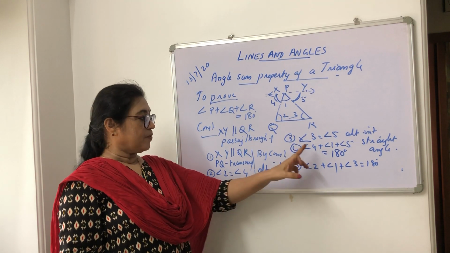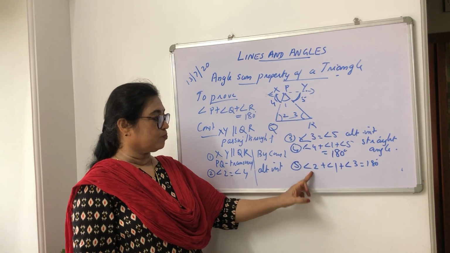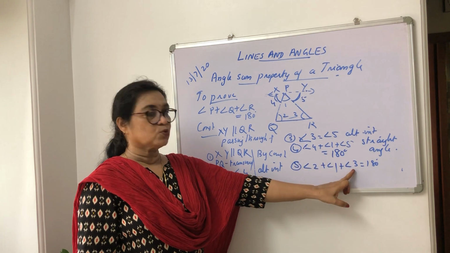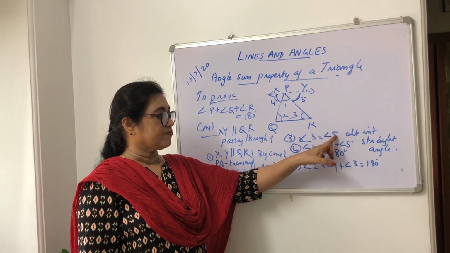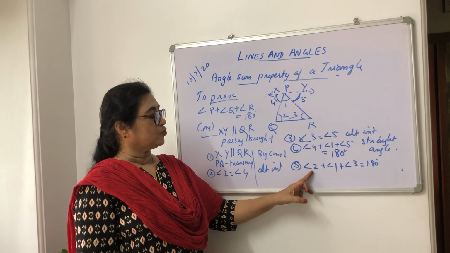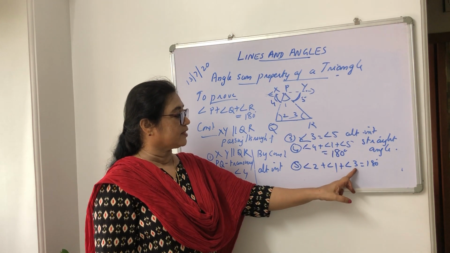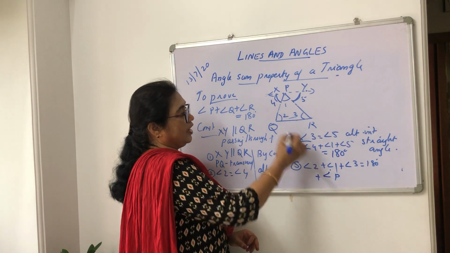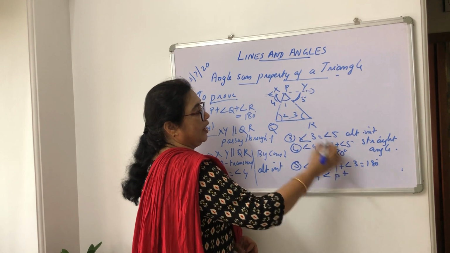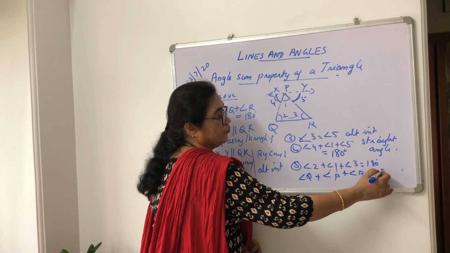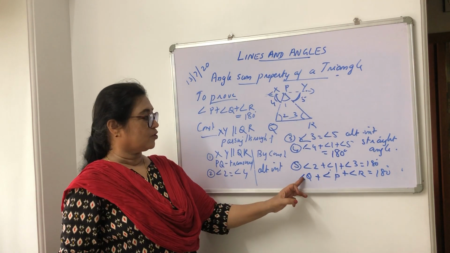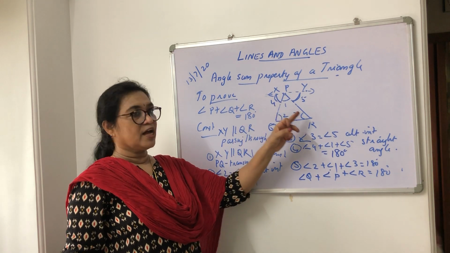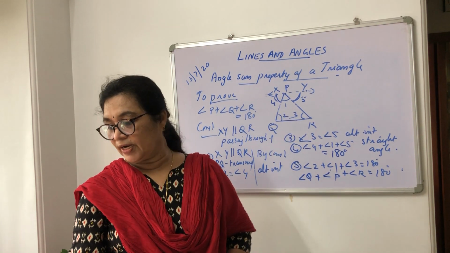That is, in the place of 4 you substituted angle 2 because angles 2 and 4 are equal. In the place of 5, you substituted angle 3 because angles 3 and 5 are equal. So you got angle 2 plus angle 1 plus angle 3 is equal to 180. Angle 1 is angle P, angle 2 is angle Q, angle 3 is angle R. Therefore, angle P plus angle Q plus angle R is equal to 180. The sum of the three angles of a triangle is 180 degrees.